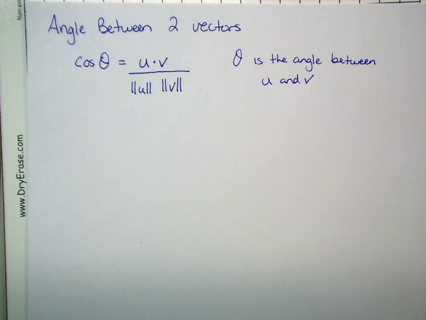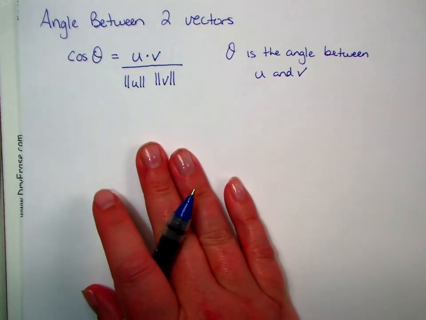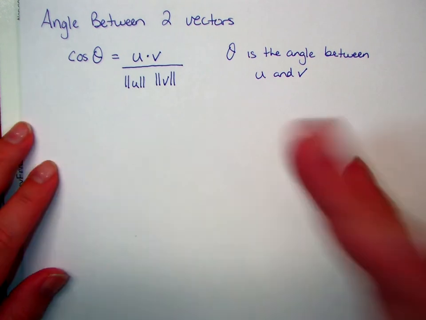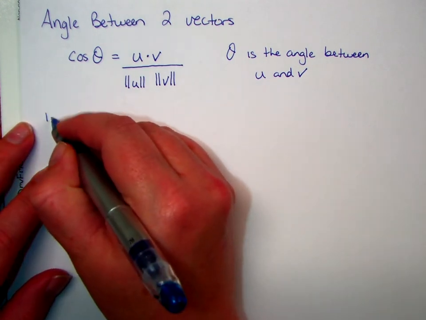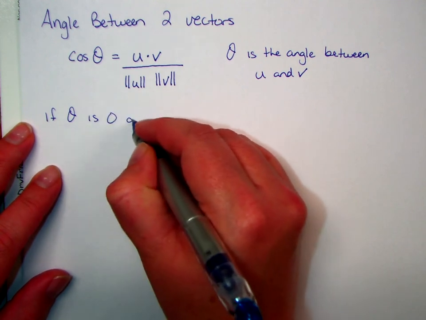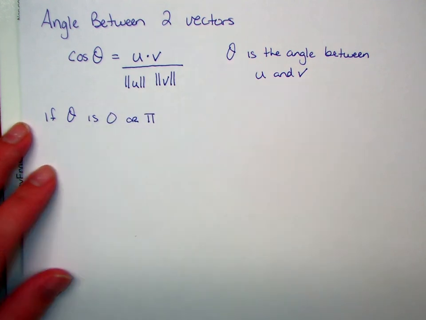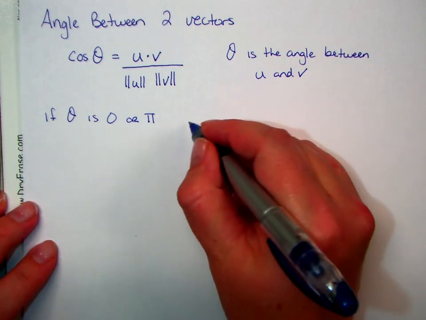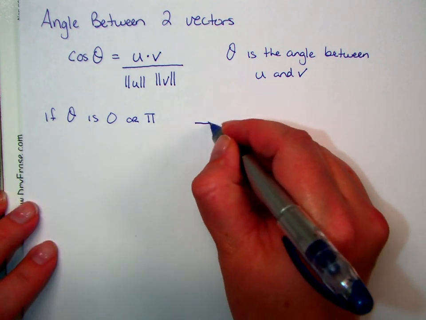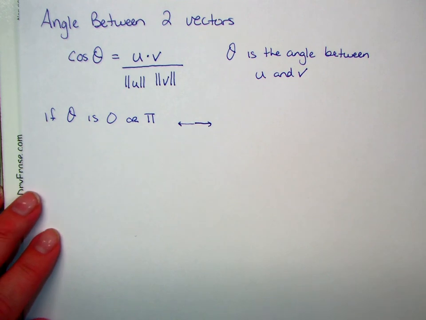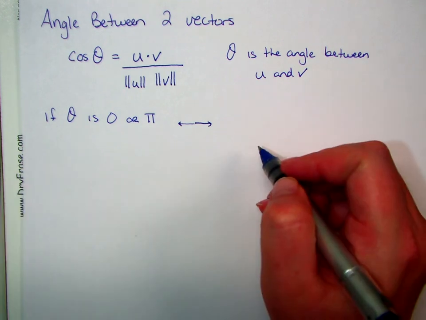So a couple things, all right? So if the angle between the two vectors is 0 or pi, okay, if theta is 0 or pi when we go to calculate it, right? If the angle between the two vectors is 0, they're right on top of each other. If the angle between the two vectors is pi, then they're heading in opposite directions, right? But what we say is that the two vectors are parallel.